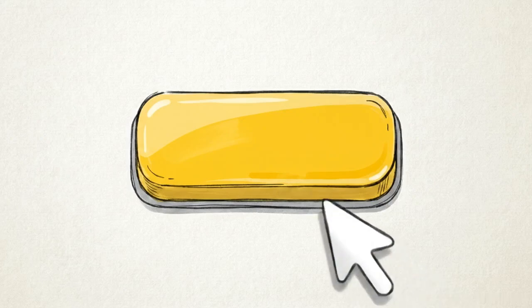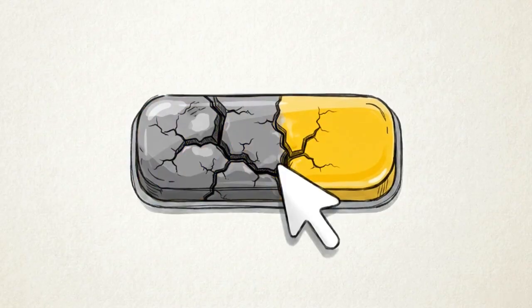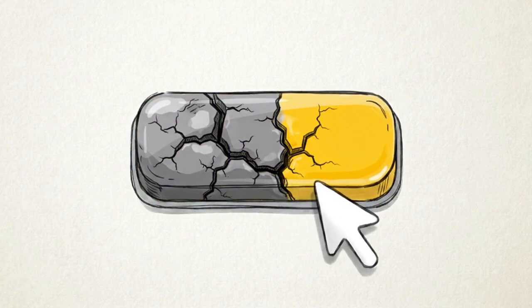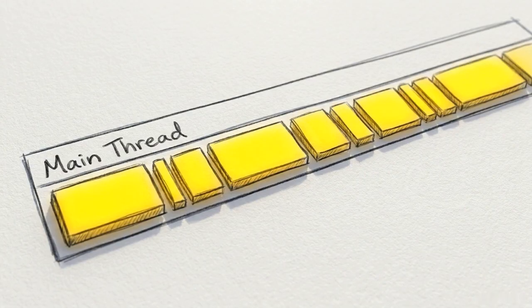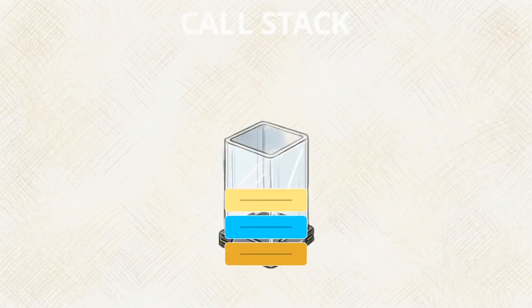We have all seen it happen. You click a shiny Submit button, and suddenly the entire interface completely locks up. This happens because JavaScript is single-threaded. It can only process one instruction at a time. This sequence of instructions is processed in a specific region of memory known as the call stack.